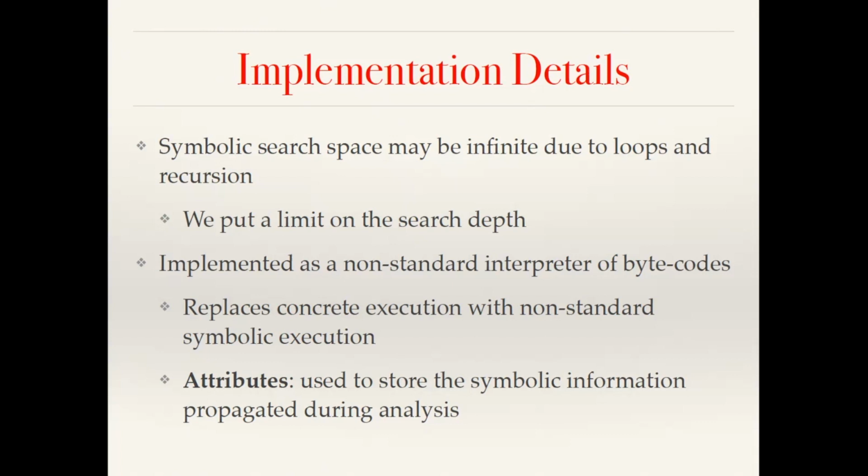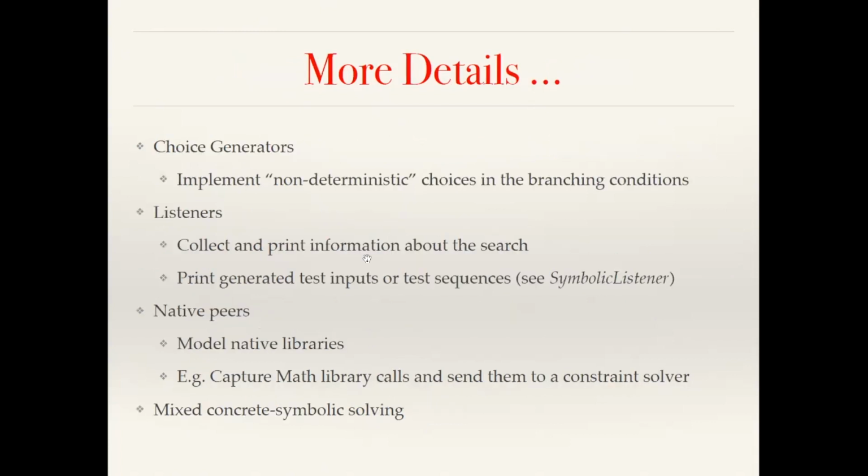And the way this is done, we use the attributes that, again, we have from JPF Core that introduce meta information. They can be used to store meta information about values in the state that is analyzed. And we use these attributes to store the symbolic information, the symbolic expressions computed during this non-standard interpretation, and they are propagated during analysis. And I'll show some concrete examples.